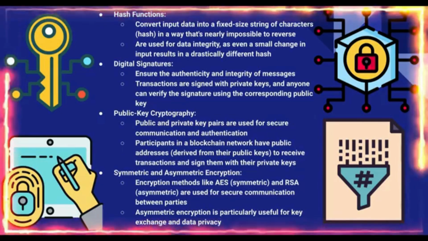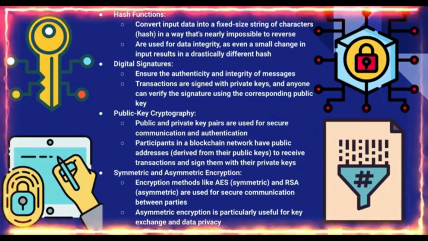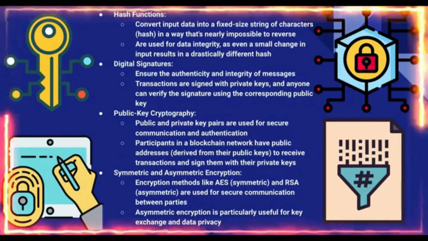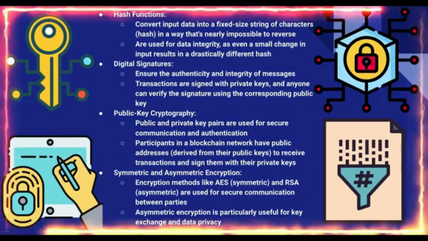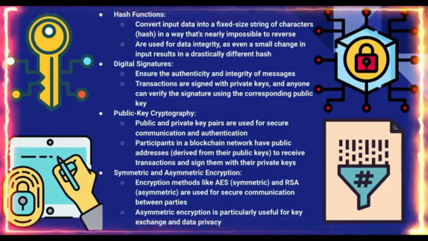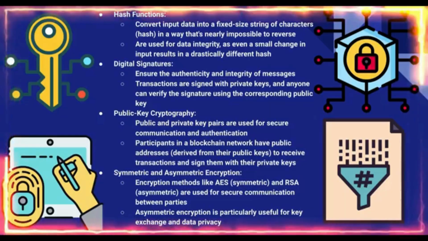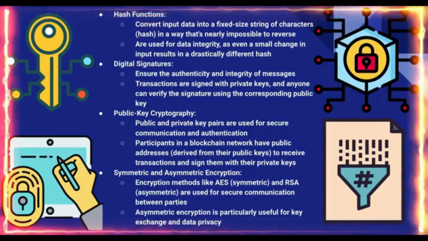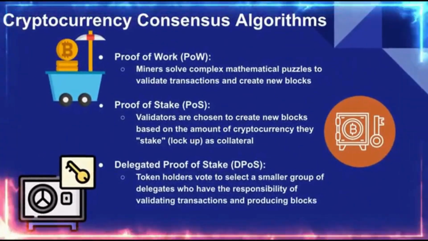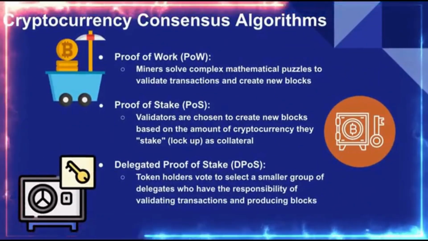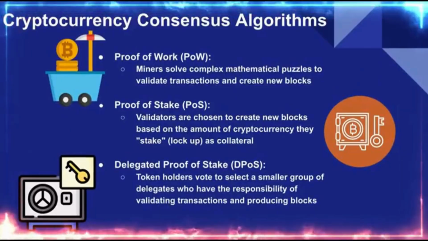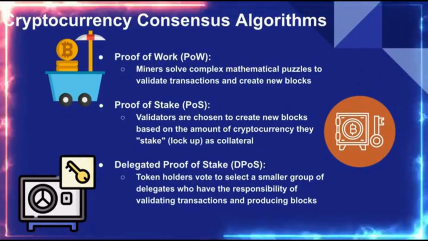Symmetric and asymmetric encryption. These methods, like AES and RSA, are used to secure communication between parties. Asymmetric encryption is particularly useful for key exchange and data privacy. Cryptocurrency consensus algorithms. These algorithms determine how participants in the blockchain network agree on the state of the blockchain. Here are some of the notable ones.